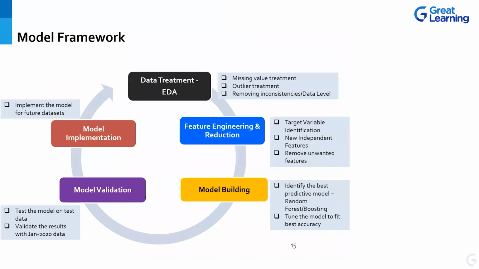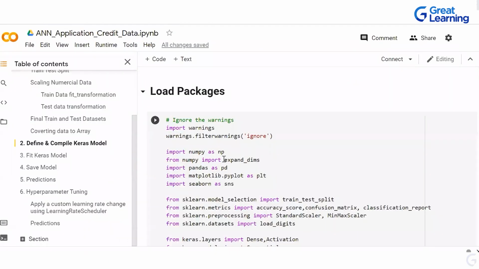The model framework remains the same, because deep learning is part of machine learning itself. You basically get your data, treat your data, do whatever EDA you have to do, feature engineering, reduction techniques, then model building, model validation, and implementation. All the processes, the cycle, remain the same because deep learning is part of machine learning. It's just that it's more technical in terms of components, and it is a little more resource heavy, you can say.